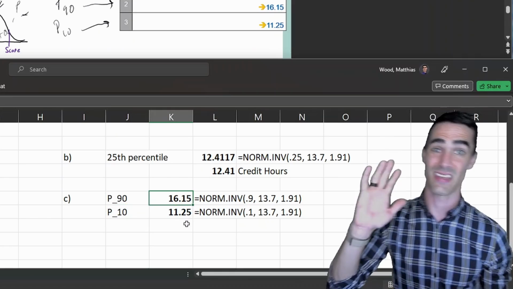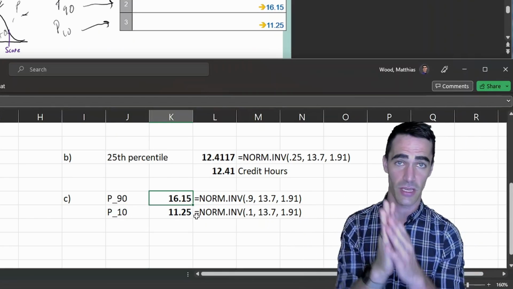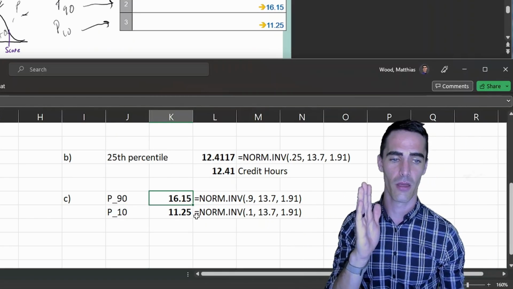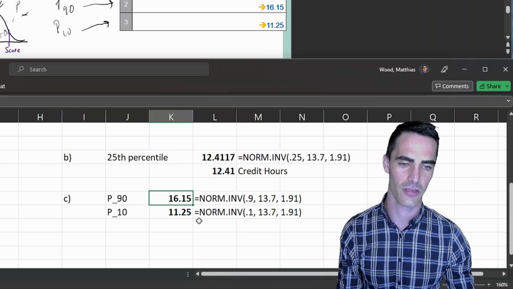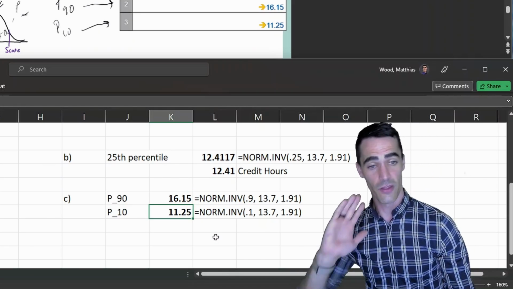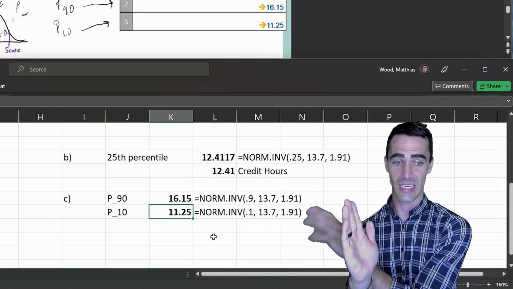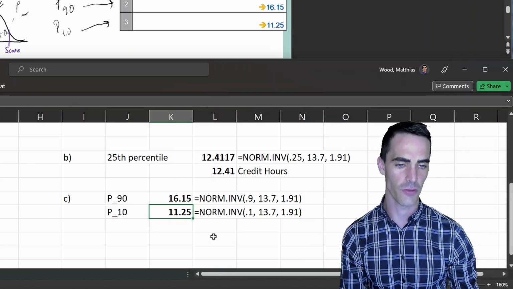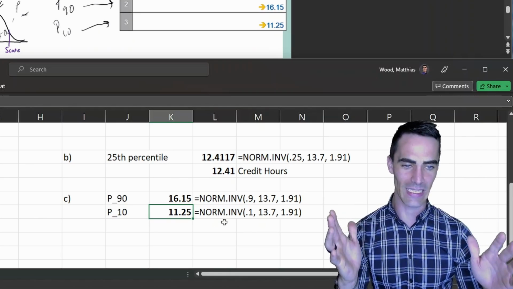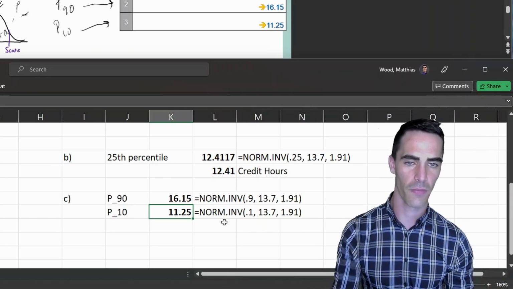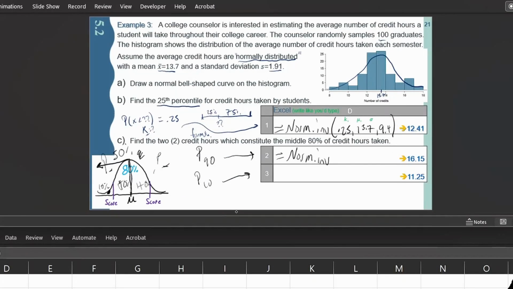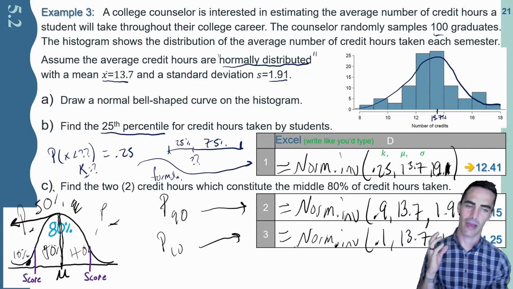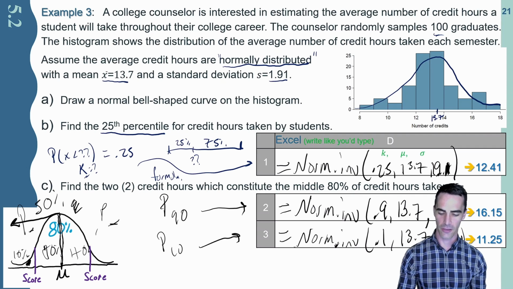My top performers, the 90th percentile, means, again, there's only 10% of students taking more than 16 credit hours. Meanwhile, on the low end, it looks like there are only 10% of students who are taking less than 11.2 credit hours. And so this is my middle 80, what most students are doing for sure. Let me fill this in for posterity's sake. And these are my 2 values that we're interested in. And so let me pull up PowerPoint so we can actually talk about these particular values.